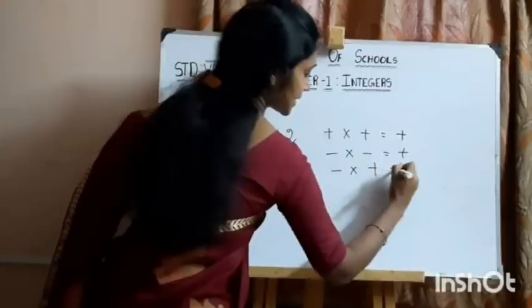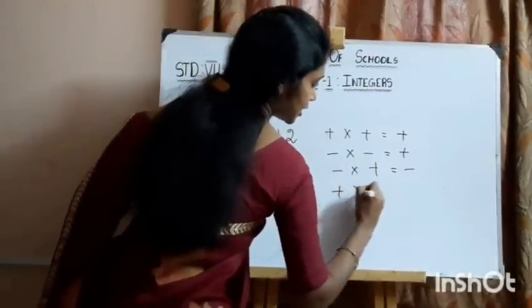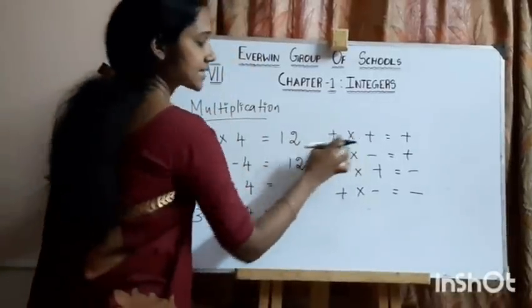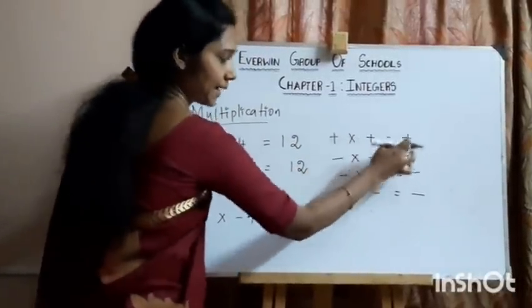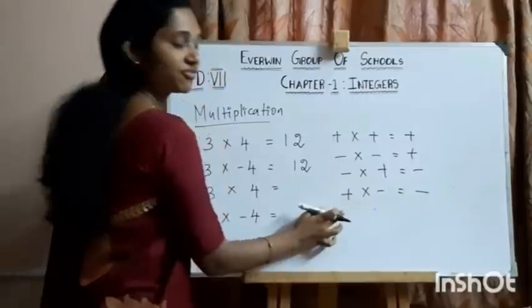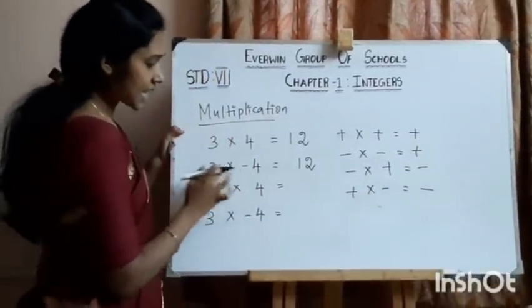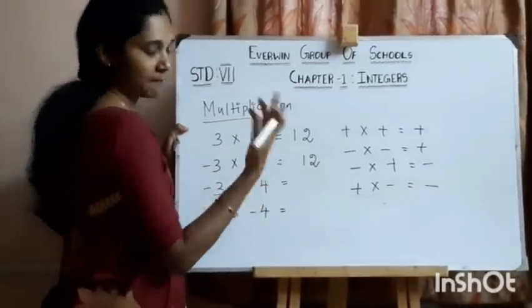Minus into plus is minus, and plus into minus is equal to minus. That is, when the signs are same, it will be plus. When the signs are different, it will be minus. So in this case, the signs are same, so it will be plus.